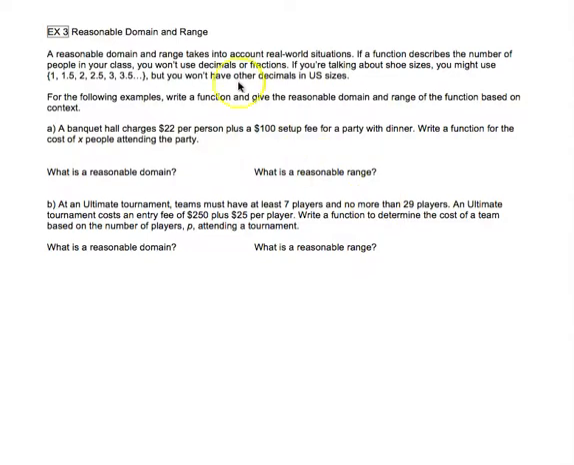So here we're going to write a function and give reasonable domain and range for the function based on context. Whenever it says reasonable, it means you have to consider real life restrictions. So what do the variables stand for? And so what restrictions might I have because of it?